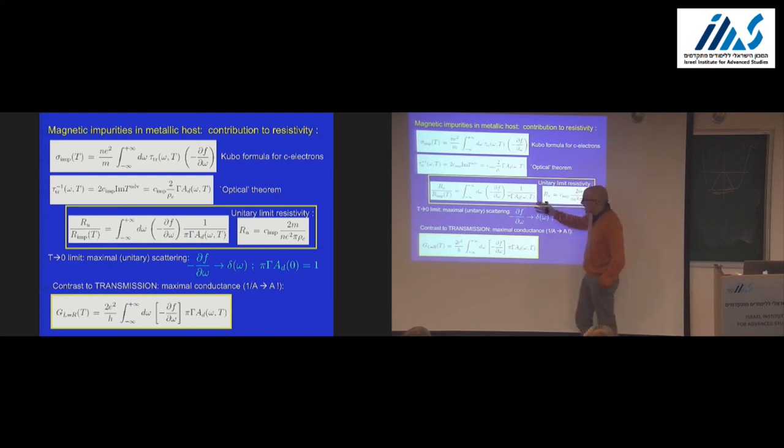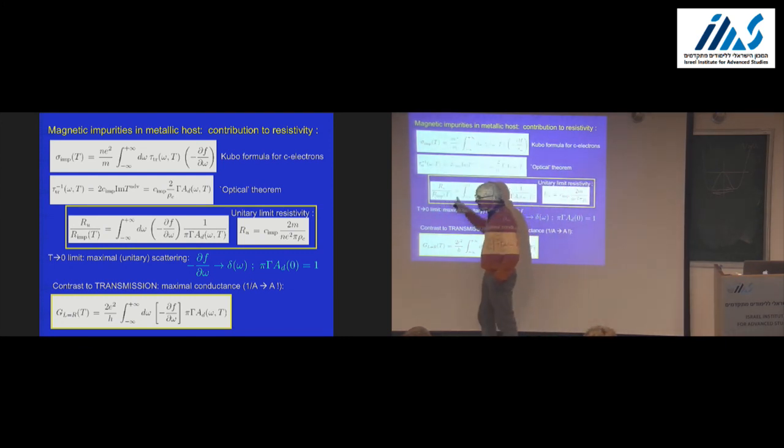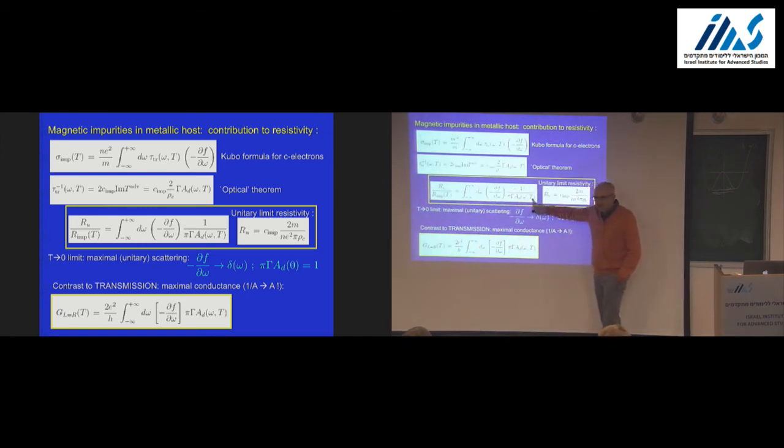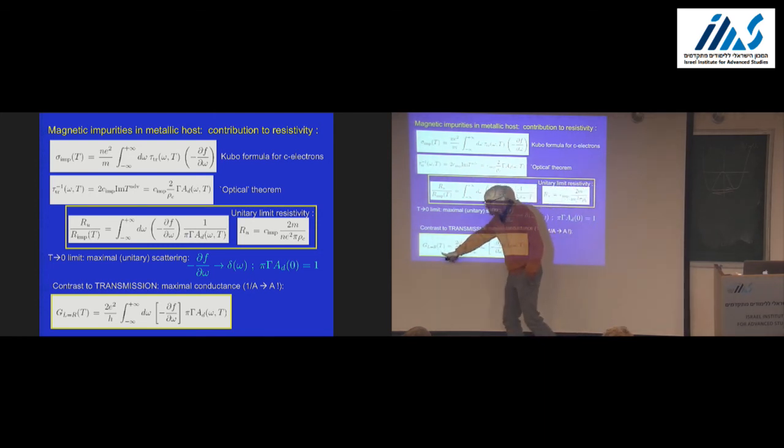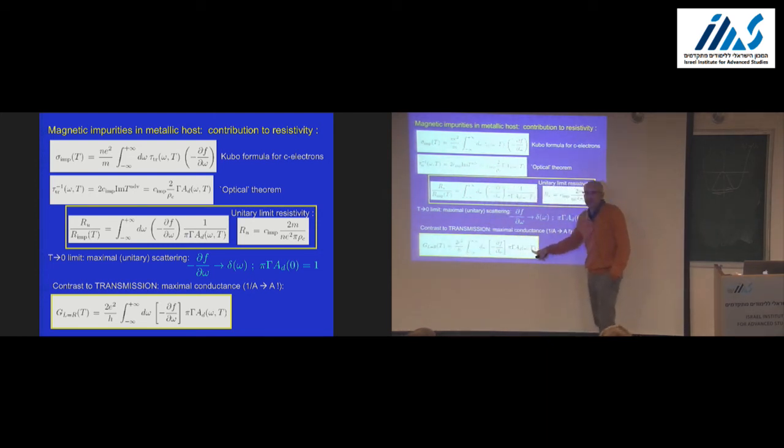This is telling you that the contribution of the impurity to the conductivity, because this is 1 over R, involves 1 over the spectral function. While the contribution in transmission through the dot, the conductance, involves the spectral function in the numerator. Right? Contrast these two formulas. They are remarkably symmetric, except here we have 1 over pi gamma A, and here we have pi gamma A.